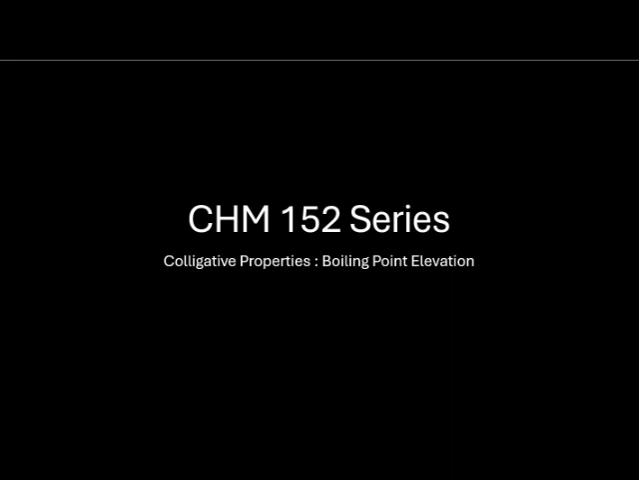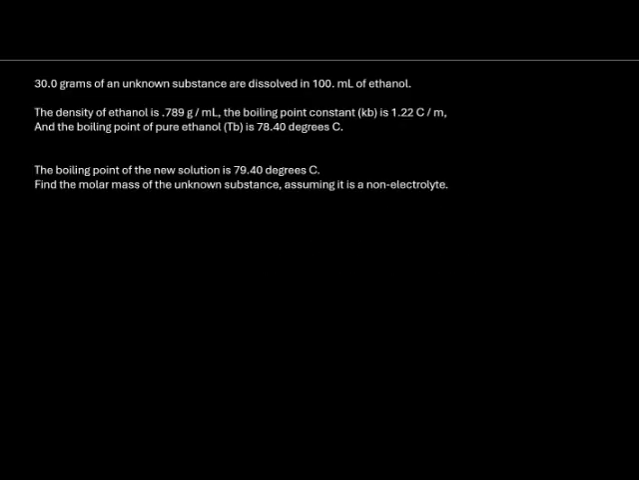In this video, we'll be talking about boiling point elevation. This problem says 30 grams of an unknown substance are dissolved in 100 milliliters of ethanol. We are given the density of ethanol, the boiling point constant of ethanol, and the boiling point of pure ethanol. We are also told that we have a new boiling point once we combine the solution together, and our goal is to find the molar mass of the unknown substance, assuming that it's a non-electrolyte.